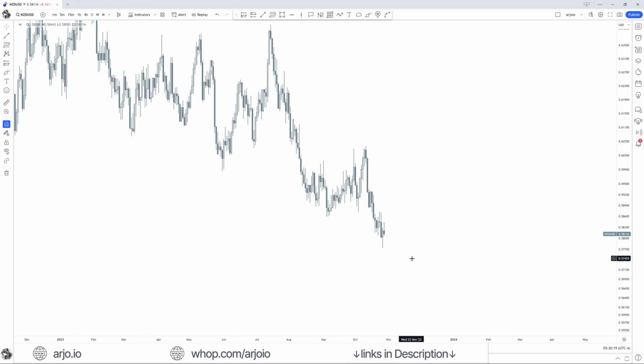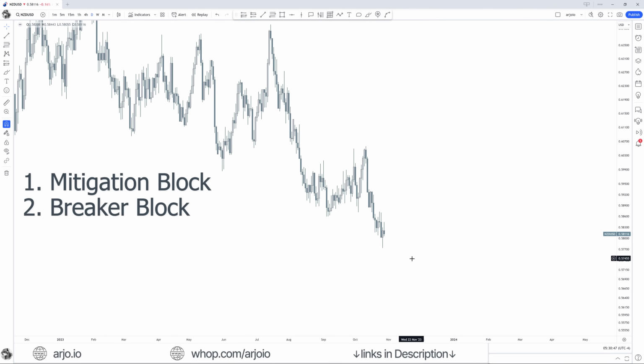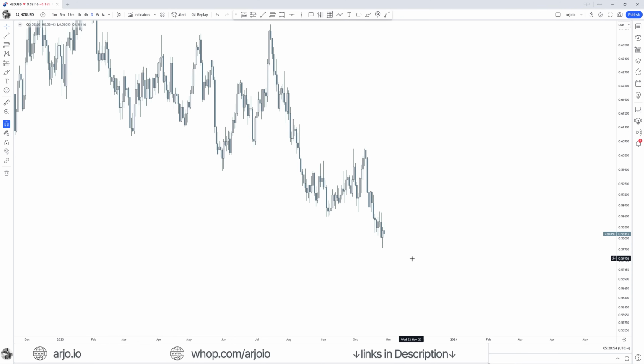You don't need more. And the 3 blocks that we use, which is mitigation block, breaker block, and order block, those blocks need to leave behind a fair value gap in order for them to be high probability. Otherwise, we would not use them. Then the next thing we need to go over is premium and discount. A short premium and discount lecture.